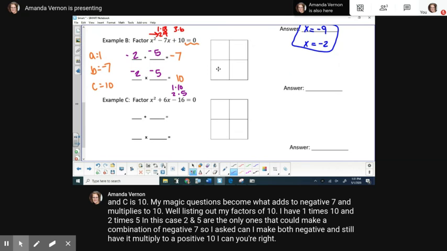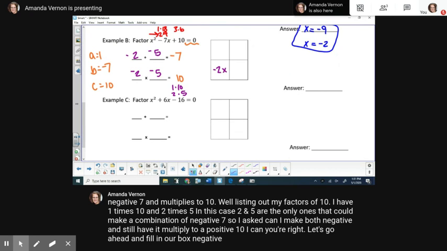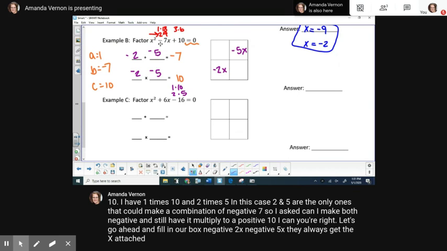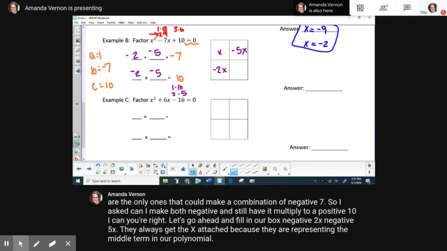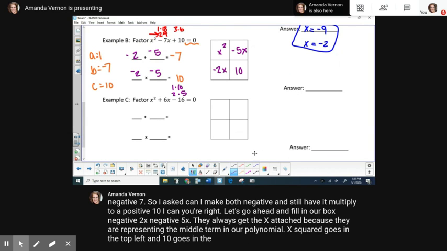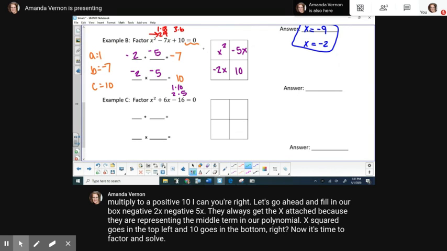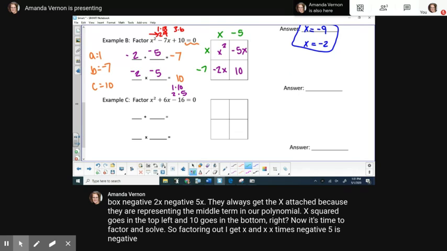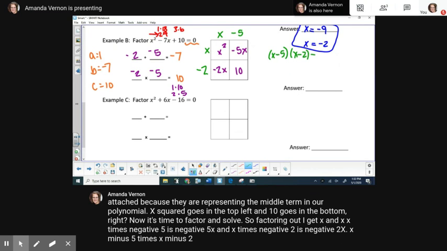Let's go ahead and fill in our box. -2x, -5x. They always get the x attached because they are representing the middle term in our polynomial. X squared goes in the top left and 10 goes in the bottom right. Now it's time to factor and solve. So factoring out, I get x and x. X times -5 is -5x, and x times -2 is -2x. X minus 5 times x minus 2 equals 0.